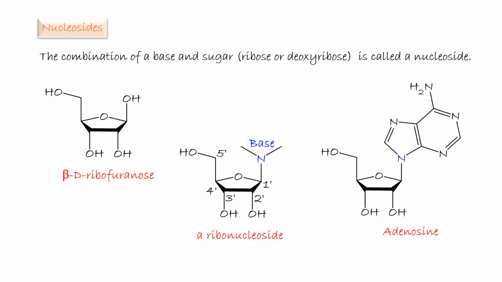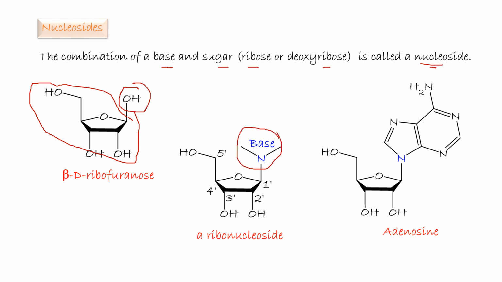The combination of a base and sugar, ribose or deoxyribose, is called a nucleoside. Here is the beta-D-ribofuranose structure. Replacing the OH with a nitrogen-containing heterocycle, we call it a ribonucleoside. As an example, adenosine, where we replace the OH with adenine as a base.